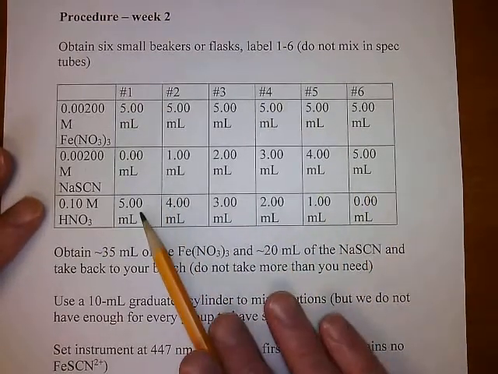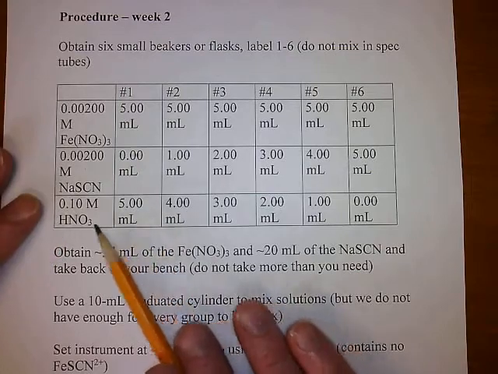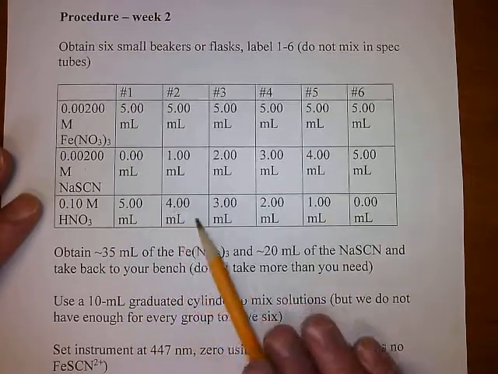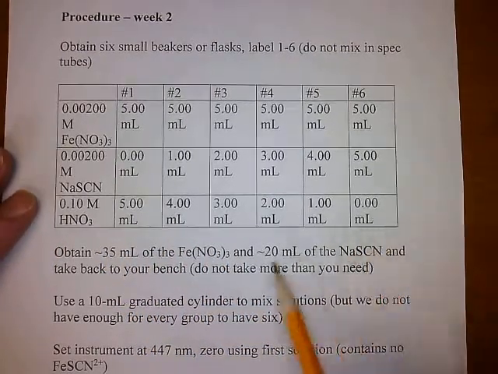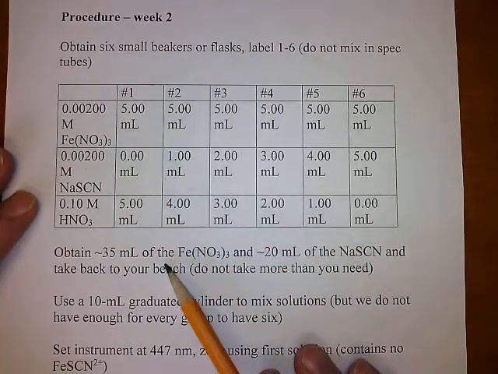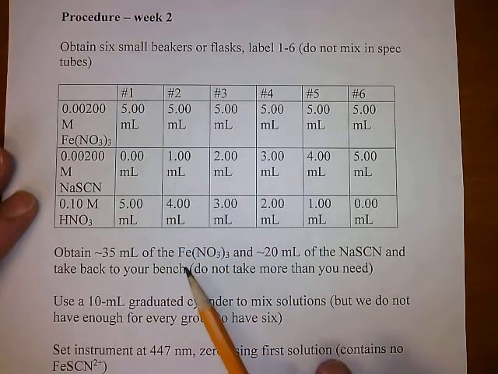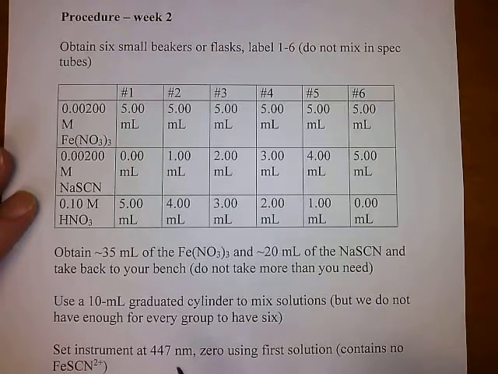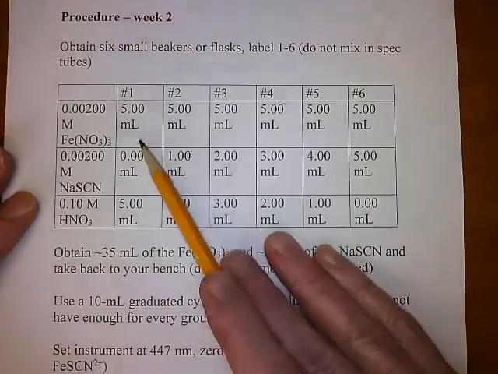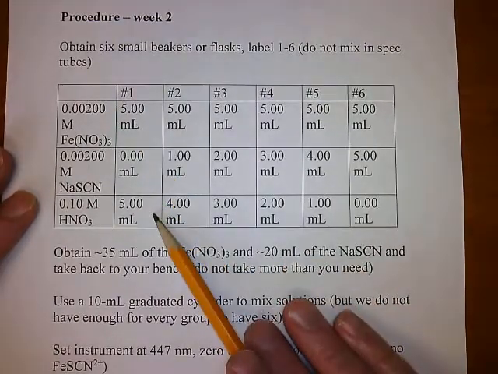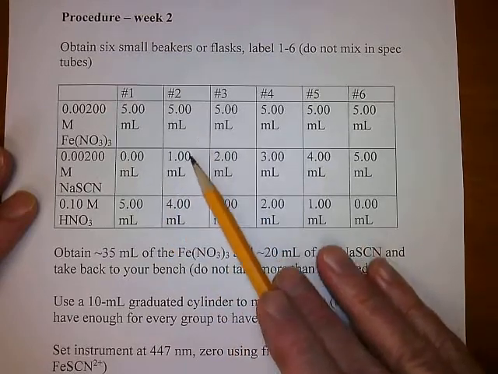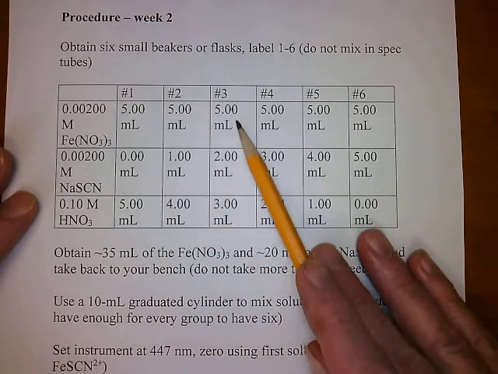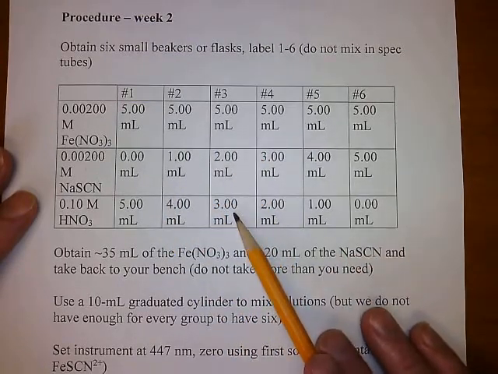And we're going to top each one off with 0.1 molar nitric acid, 5, 4, 3, 2, 1, 0. Note that the total volume is the same in each case. Each one is ultimately being diluted to 10 mils. 5, 0, and 5 add to 10. 5, 1, and 4 add to 10. 5, 2, and 3 add to 10.